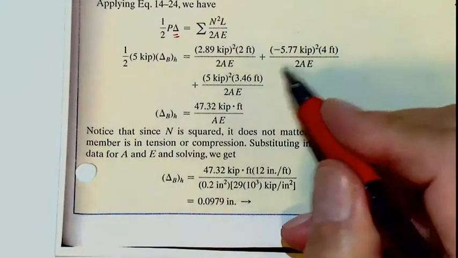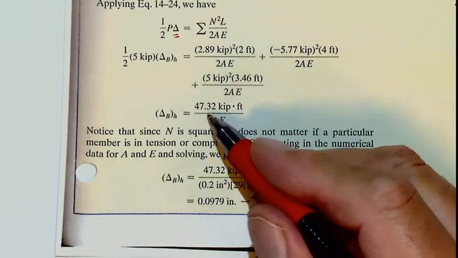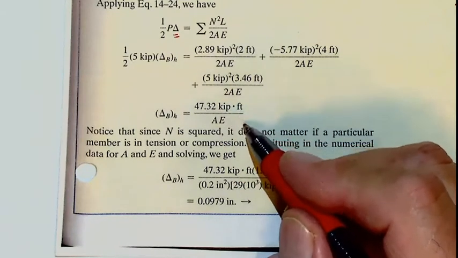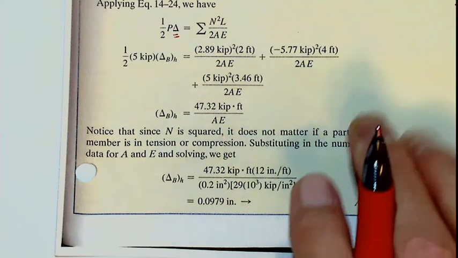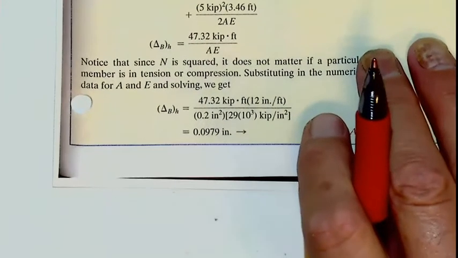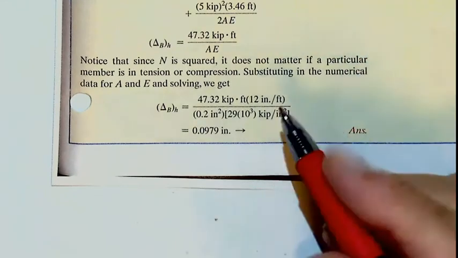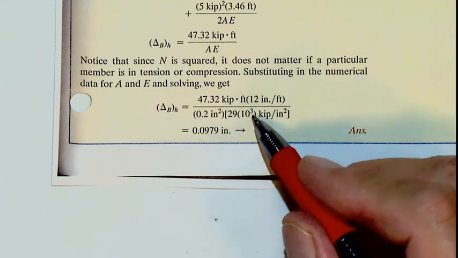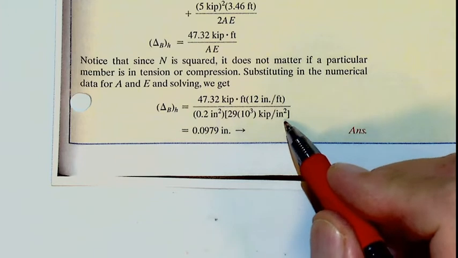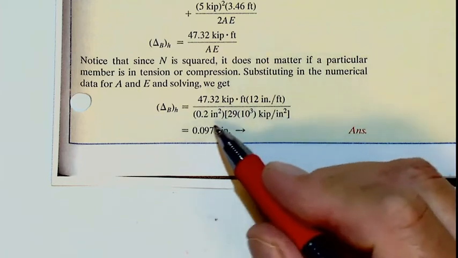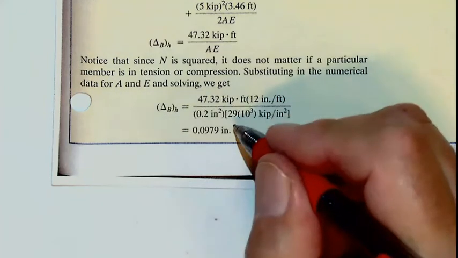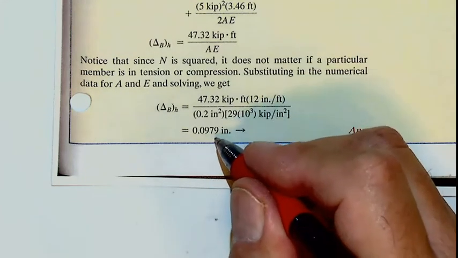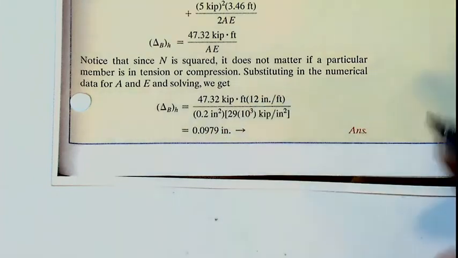So then we get, look, delta B equals that summation here of all numerators equals 47.32 kip times feet divided by AE, and we substitute also the value of AE, okay? 29 times 10 to the power 3 kips over inch squared, and that is 0.2 inch squared, that is A. That is A, that is E. So we get 0.0979. I think it's a very powerful method.